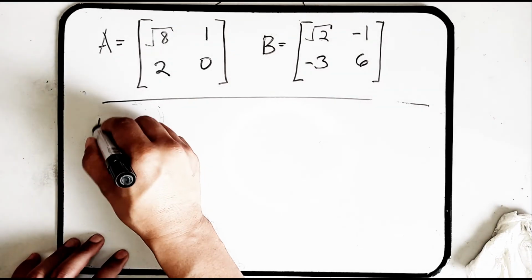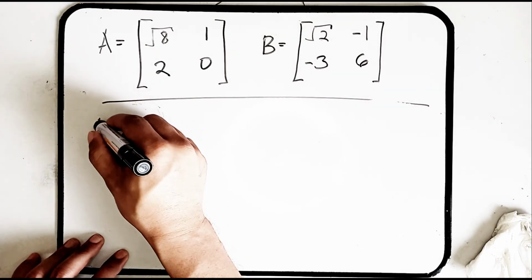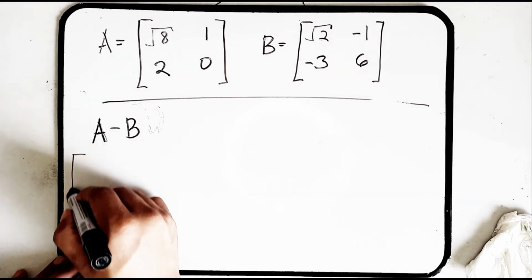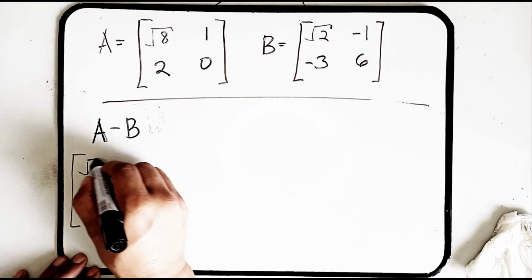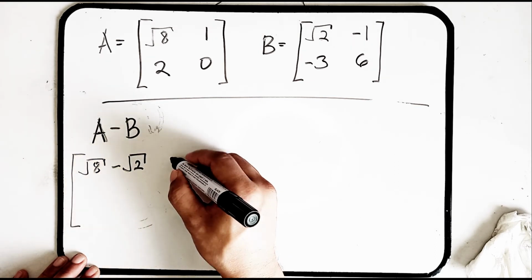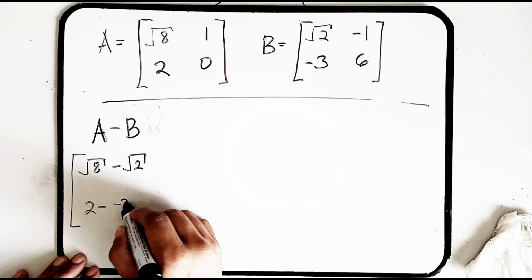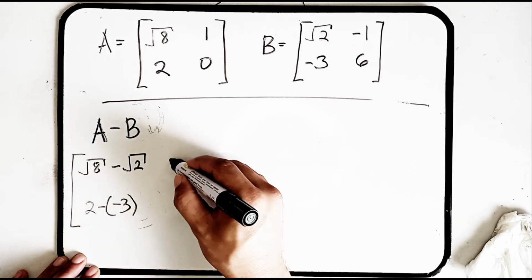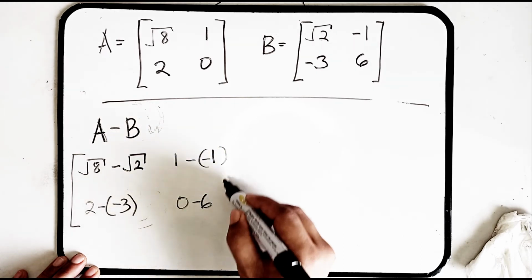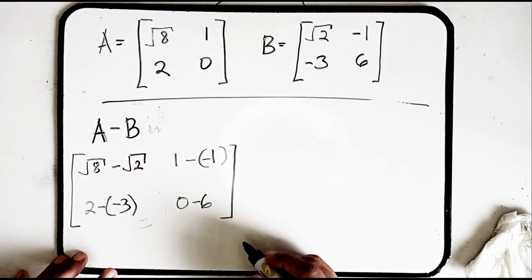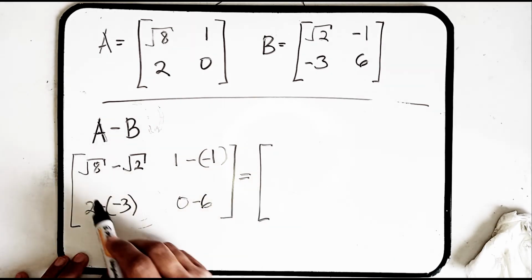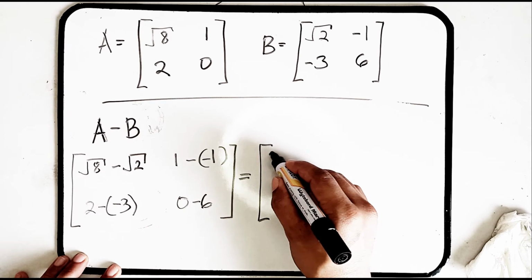Okay, so that's all. Let's have another example. So this time let's try a minus b. To do that, let's write here square root of 8 minus the square root of 2, and then 2 minus negative 3, and then 1 minus negative 1, then 0 minus 6. And then this becomes, so again, we have already solved this one.